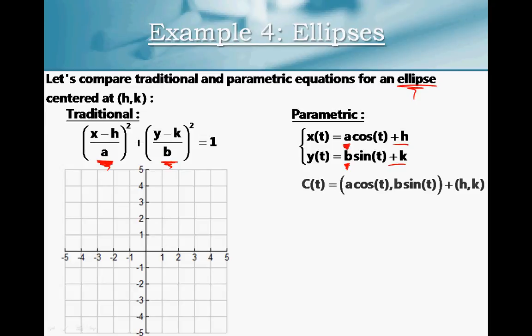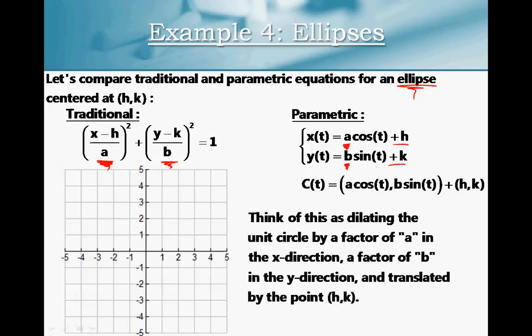Now you can also write that as a cosine t, comma, b sine t, plus the point, our translation, h comma k. So think of this as dilating the unit circle by a factor of a in the x direction, a factor of b in the y direction, and then translating by the point h comma k. So you're starting with this base unit circle, you're stretching in whatever direction you need to stretch, you're moving the center wherever you need to move it, and I've got this little orange ellipse right here, and actually our next example will be to find an equation for this guy right here.